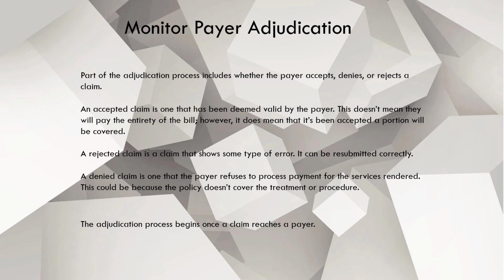Monitoring the payer adjudication. Part of the adjudication process includes whether the payer accepts, denies, or rejects a claim. An accepted claim is one that has been deemed valid by the payer. This doesn't mean that they will pay the entirety of the bill. However, it does mean that it's been accepted and a portion will be covered. A rejected claim is a claim that shows some type of error, and it can be resubmitted correctly. A denied claim is one that the payer refuses to process payment for the services rendered. This could be because the policy doesn't cover the treatment or procedure. Adjudication begins once a claim reaches the payer.